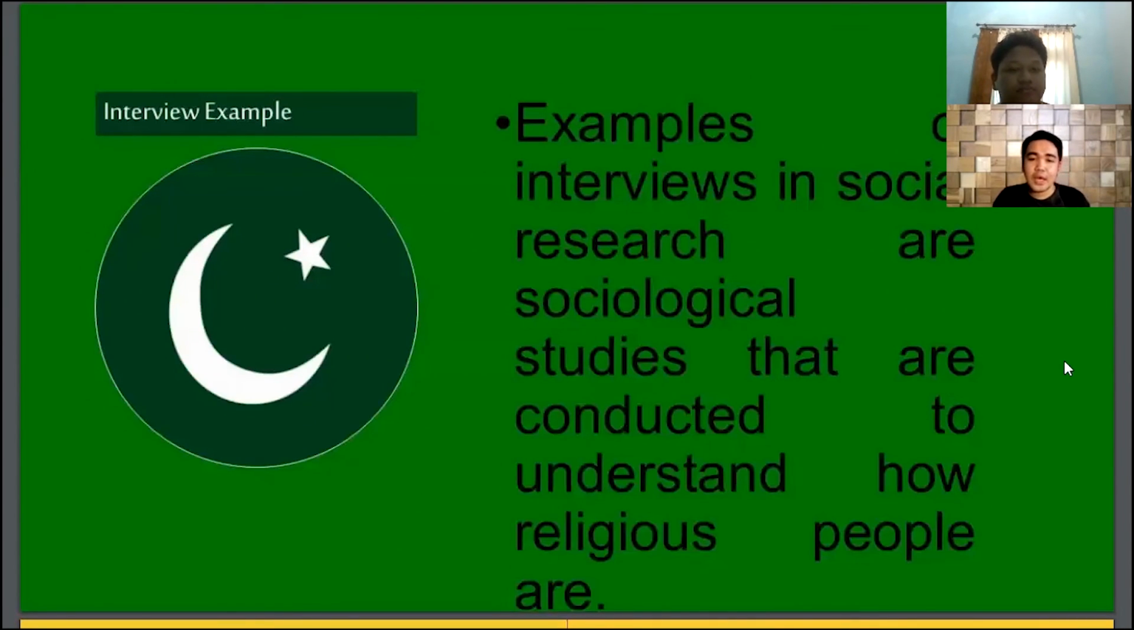Yeah, so an example of interview in social research is sociological studies that are conducted to understand how religious people are. To this effect, a mass survey can be used by the study to understand from the laity and the researcher if they attend mosques and if it meets their religious needs.